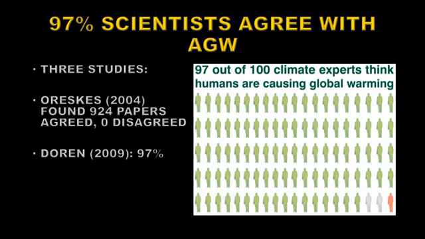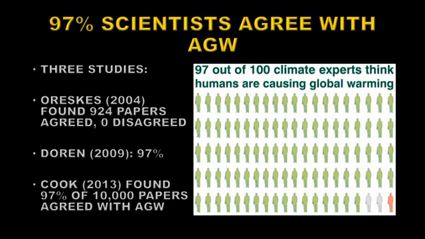Another study in 2009 found that 97% of climate scientists agreed that the Earth was warming and it was largely human caused. The most comprehensive study was done by Cook in 2013, which found 97% of 10,000 papers agreed with the anthropogenic global warming theory. And it wasn't just that, 97% agreed, 2% weren't sure, and only 1% disagreed. So this 97% figure is not a measure of a vote, but a measure of how comprehensive and how overwhelming the evidence for anthropogenic global warming is.